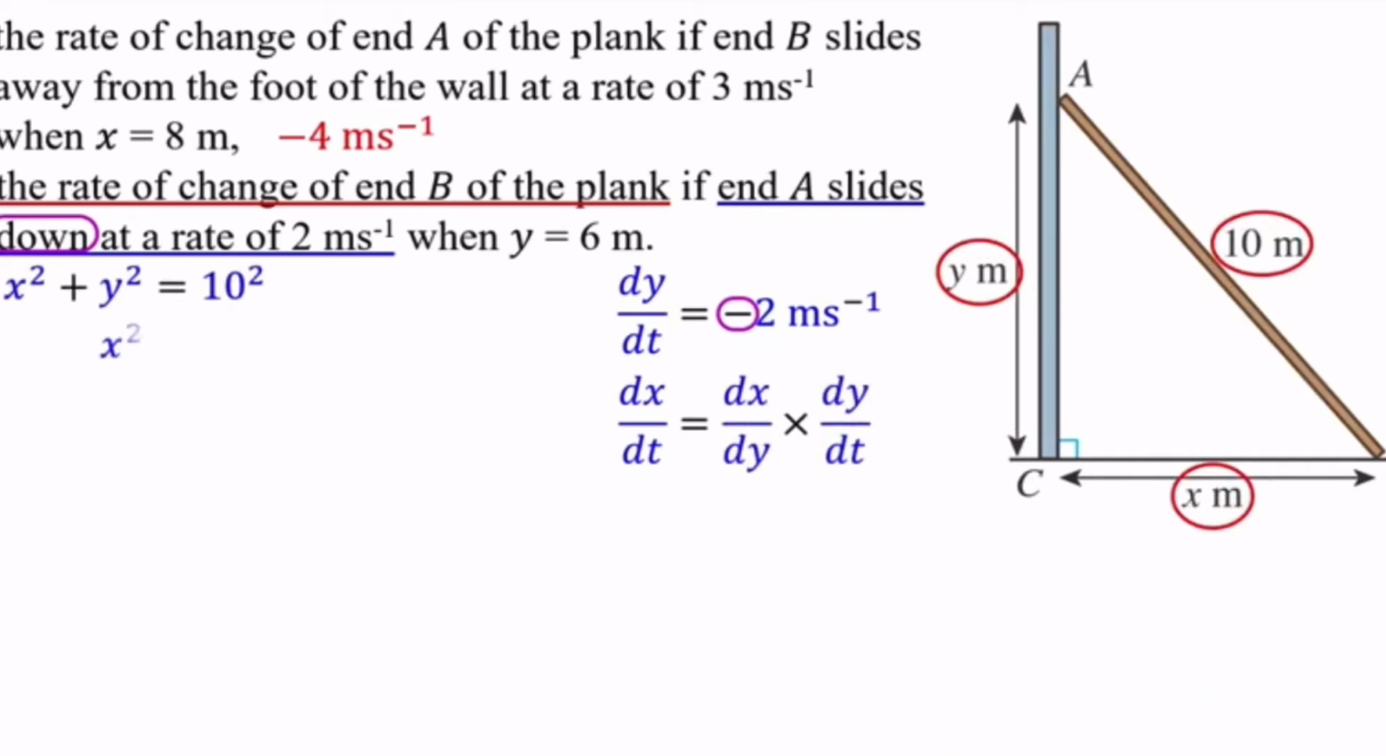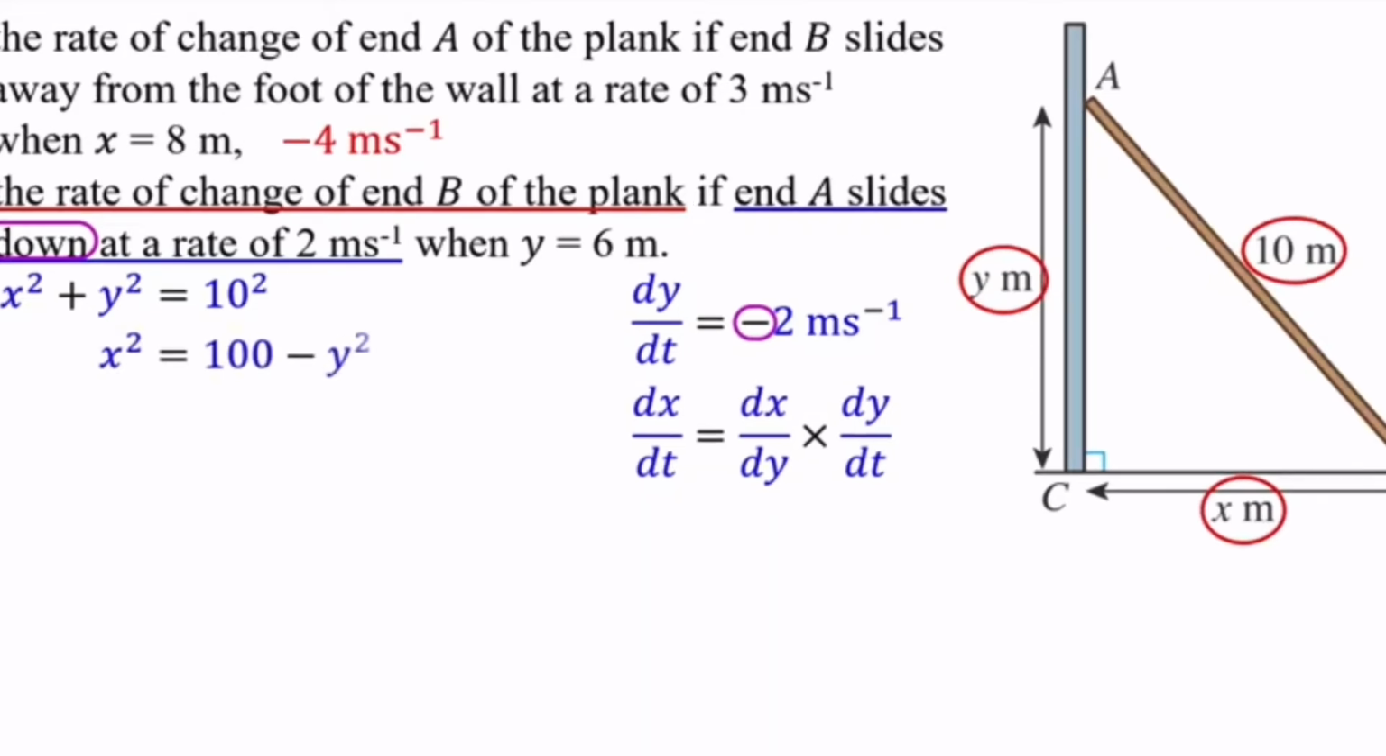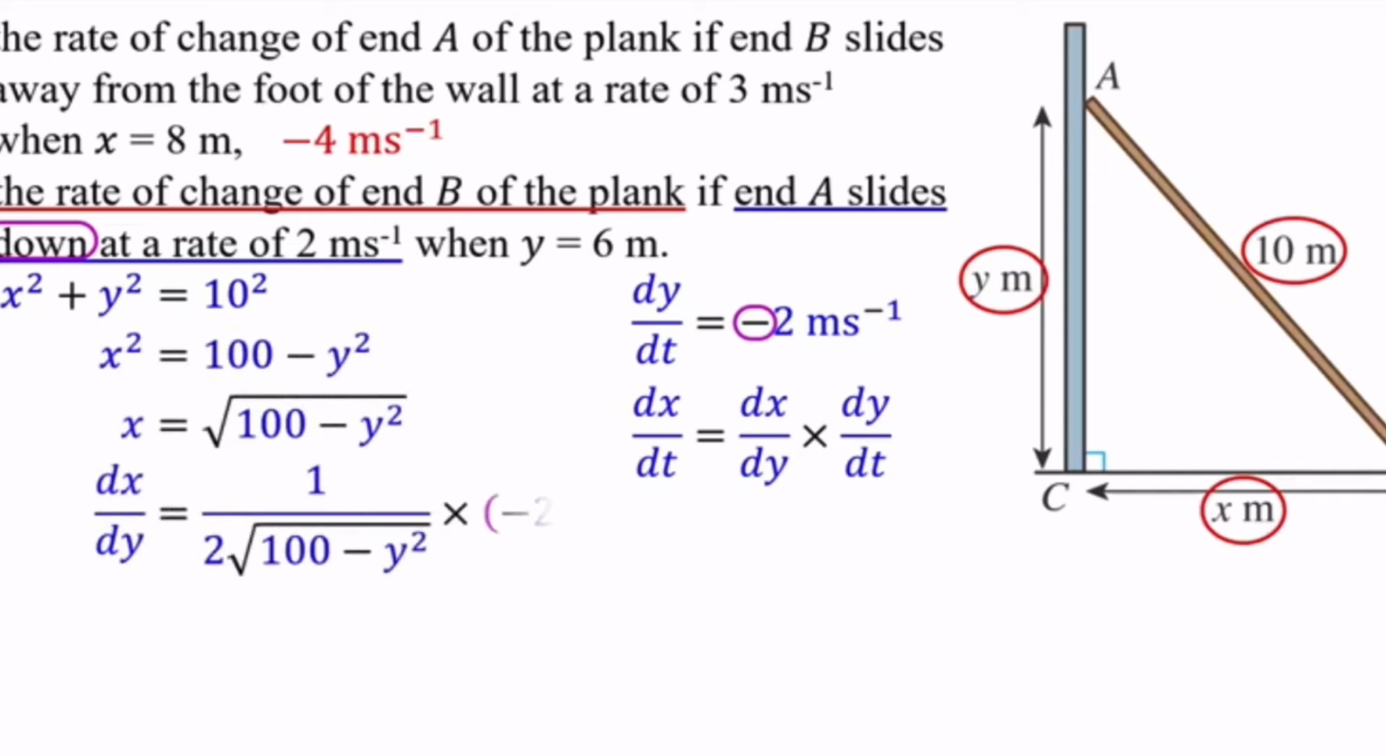That means we will express x in terms of y. So x squared is 100 minus y squared. Then we take the square root to get x equals the square root of 100 minus y squared. And then we differentiate to get dx/dy. So we will get 1 over 2 square root of 100 minus y squared, times negative 2y. Then we can substitute y into dx/dy and we'll get the answer for dx/dy.